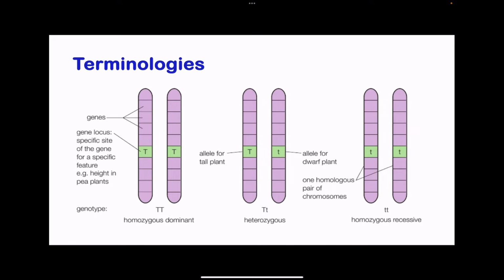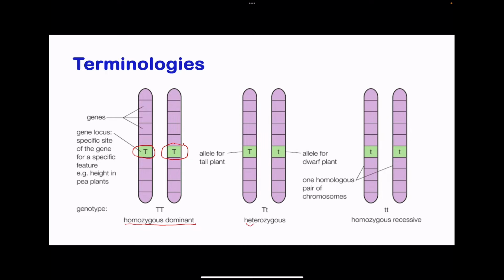Here with visualization, we have the homozygous dominant. Homozygous dominant is when both alleles are the same. For example, on this chromosome we have the gene for height, which is tall, and on this chromosome we have the same gene, representing tall, so it is homozygous for that trait.